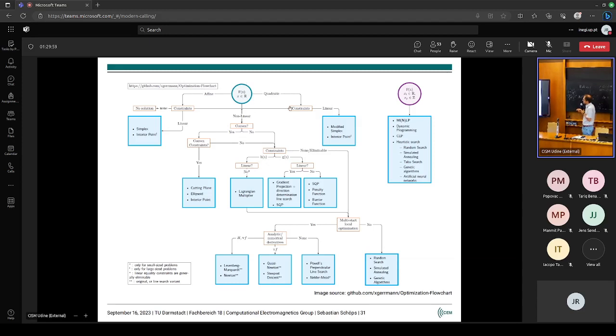Do I have a quadratic function? Is it generally nonlinear? Then do I know whether it's convex or not? Do I have constraints? Yes or no? Do I have linear constraints? Yes or no? Can I eliminate the constraints? Yes or no? And then you follow that path, and there exist many flow charts like this.